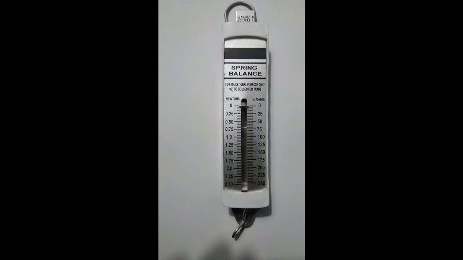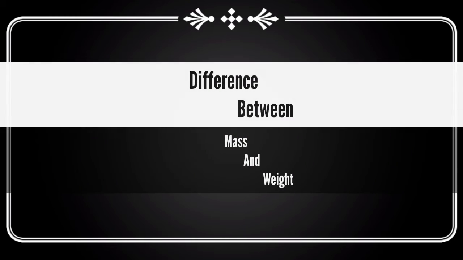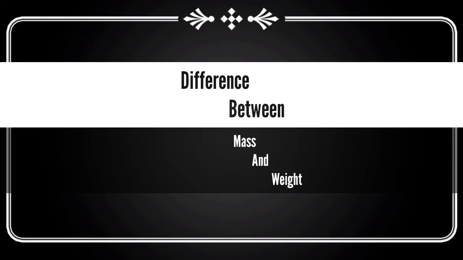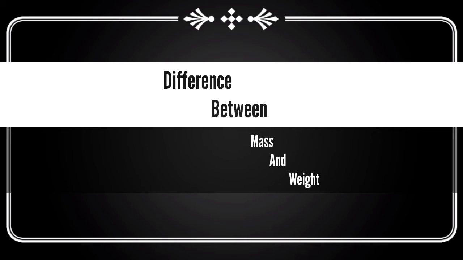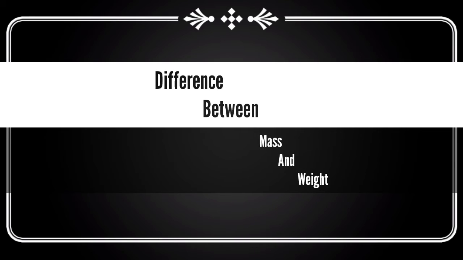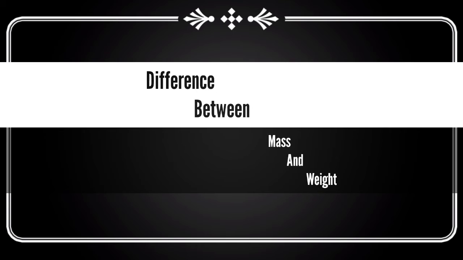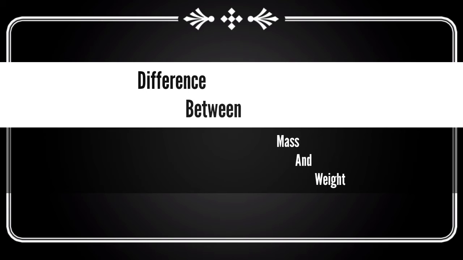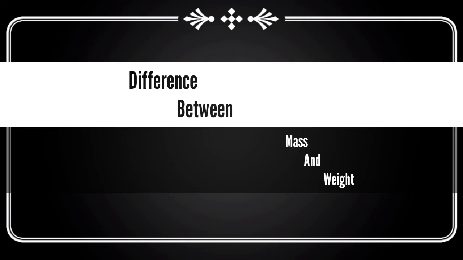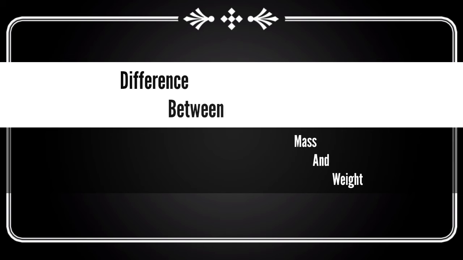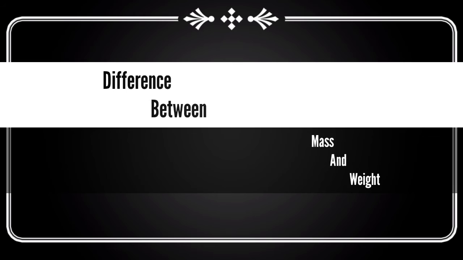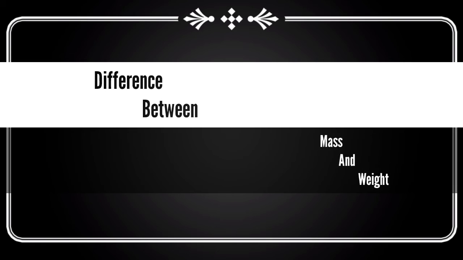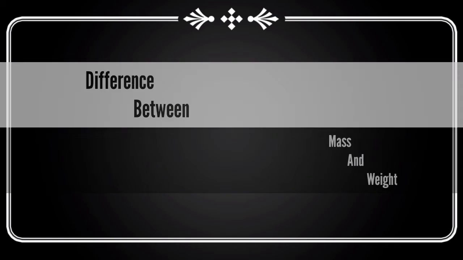Now, the last point is the difference between mass and weight. We all know that mass and weight are not equal. So there will be a difference between them. Mass is the amount of matter contained in a body, whereas the weight of a body is the force with which it is attracted by the earth towards its center.